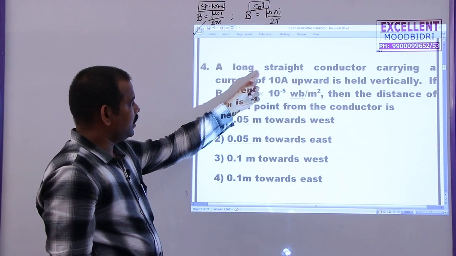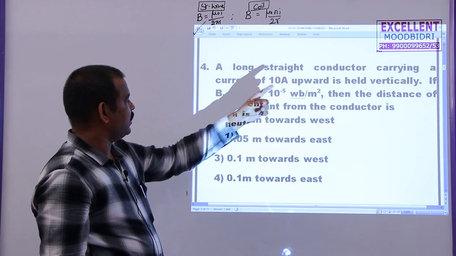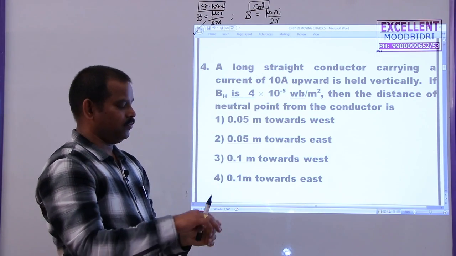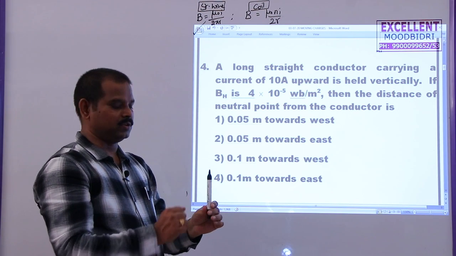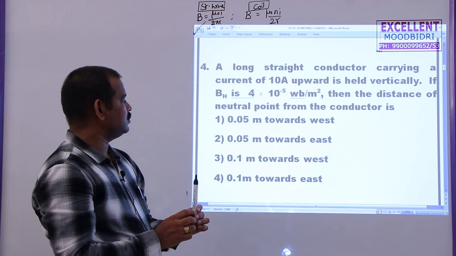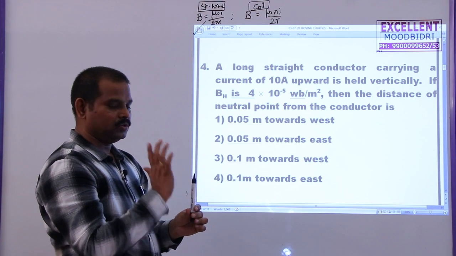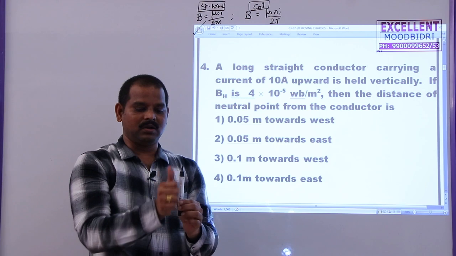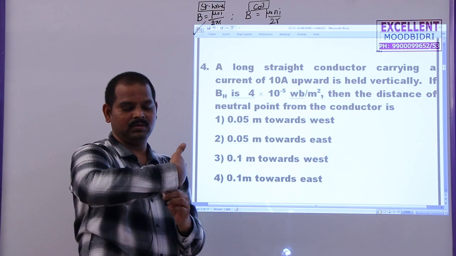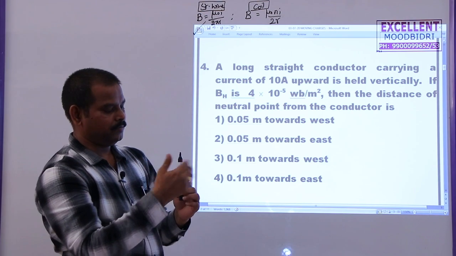A long straight conductor carrying a current of 10 amperes upward is held vertically. That means it is held vertically upwards like this. If BH is 4 into 10 to the power minus 5 Weber per meter square, then what is the distance of the nodal point from the conductor? When it is carrying current vertically upwards, the field will act in this direction on the left and in this direction on the right.